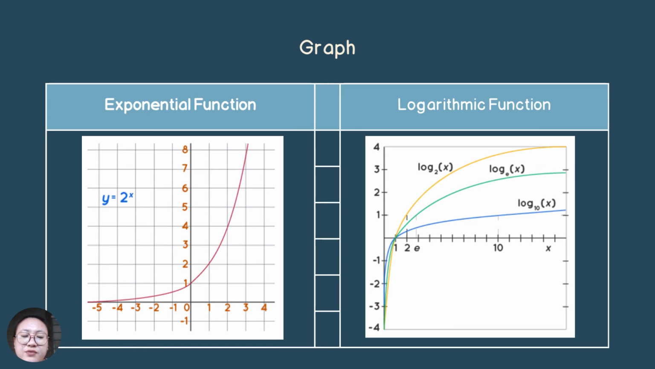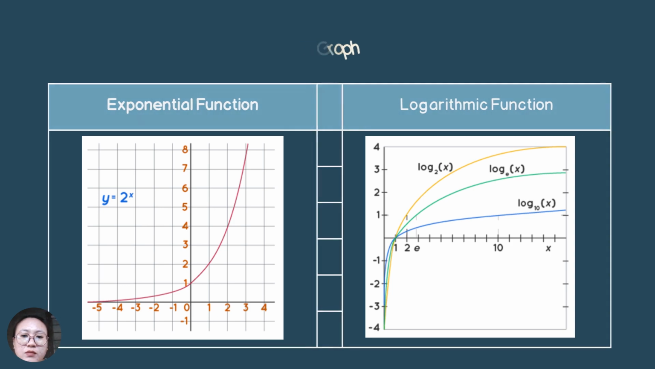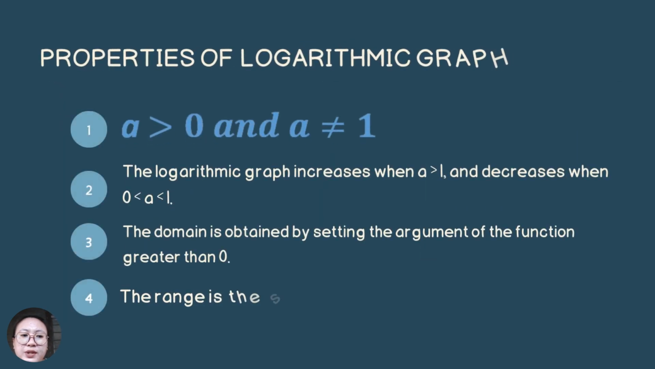Now, these are the graph of the exponential function and logarithmic function. Now, what are the properties of the graph of a logarithmic function? Here are the four properties of the graph of logarithmic function. Number one, a should be greater than 0 and a should not be equal to 1. The second property is that the logarithmic graph increases when a is greater than 1 and decreases when a is greater than 0 and a is less than 1.